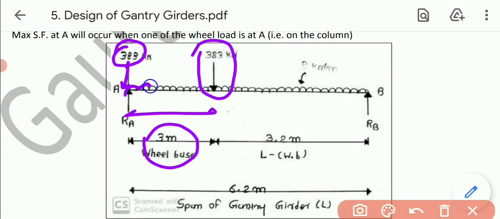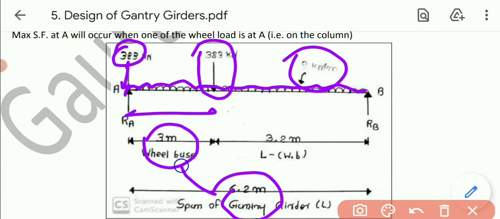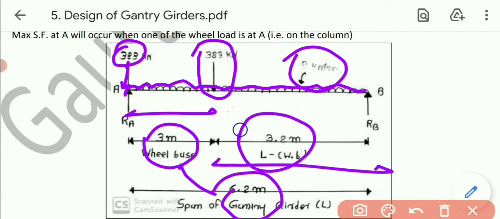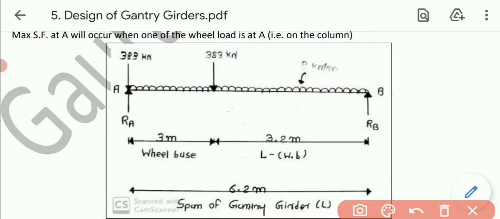We have already calculated the self weight of the gantry girder, that is 3 kilonewton per meter. Total span is 6.2. This wheelbase is 3 meters, so the remaining dimension will be length minus wheelbase, that is 3.2 meters. Clear? So I have made this arrangement. By this arrangement I will get the maximum shear force under this wheel. So ultimately RA will be maximum, so I will take moment at B directly and calculate RA.